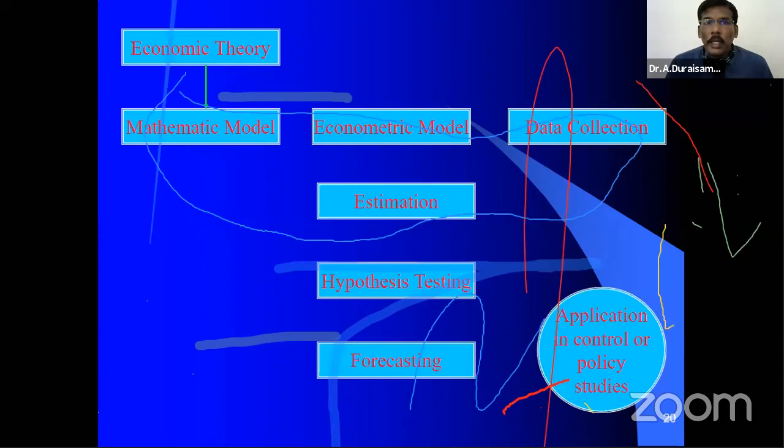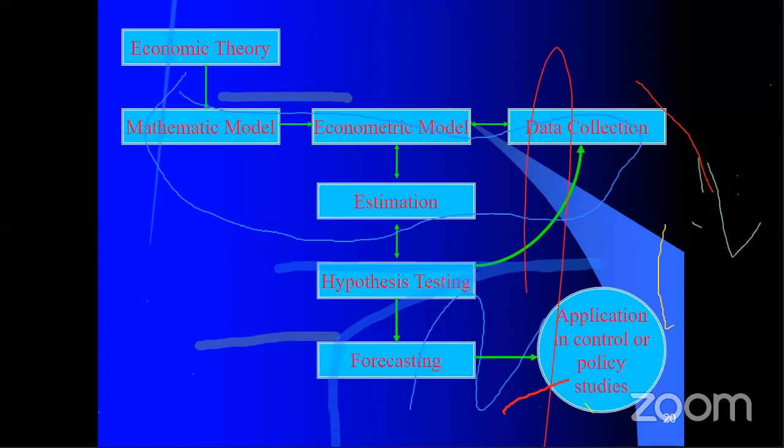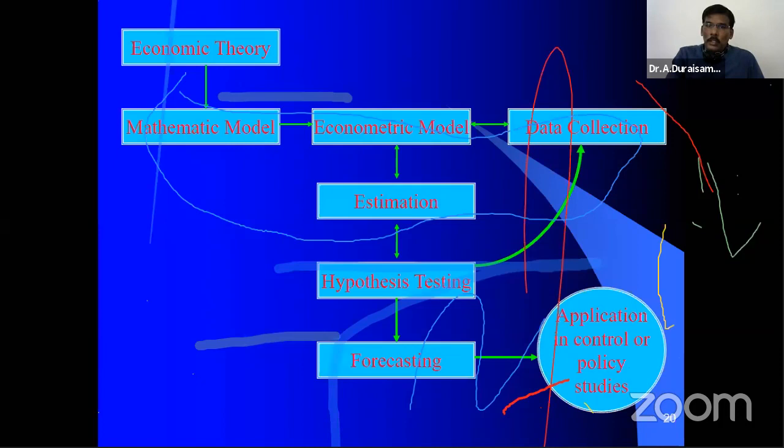And suppose you are not able to accept that this model is correct, look at this. In this case, if the hypothesis cannot be proved, then again you can go back and collect the data, or you can construct a different model, or different variables can be included. All those things are possible.